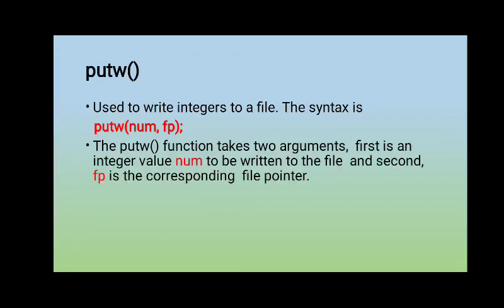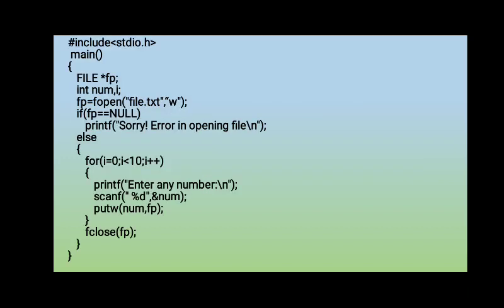Then you have putw. So putw is the function which is similar to getw. That is, getw was to read integers from the file. Now putw will be to write integers to the file. So in putw, you have to specify the integer variable and then the file pointer. So here num is the integer variable and fp is the file pointer. So you can write the integer one at a time to the file. So let's see an example.